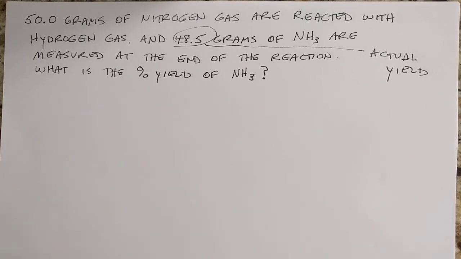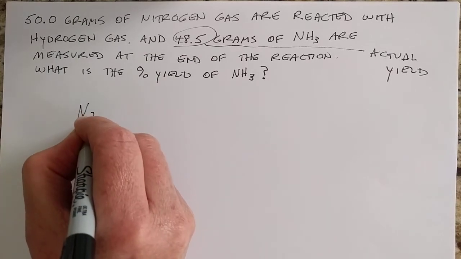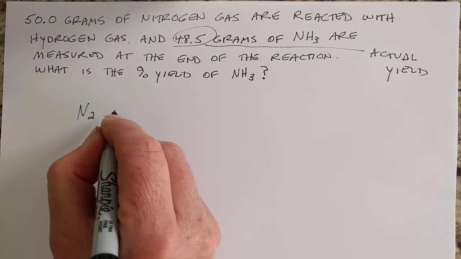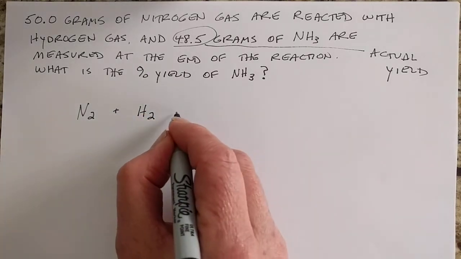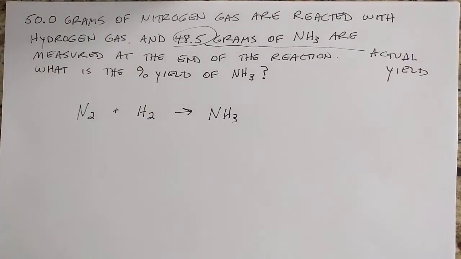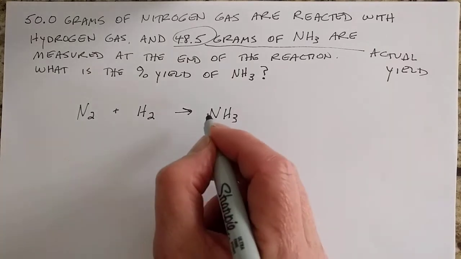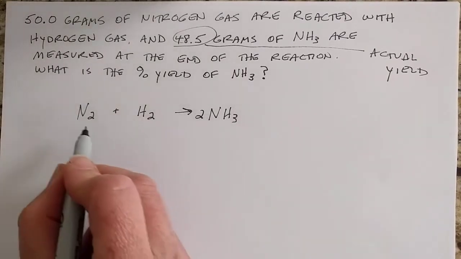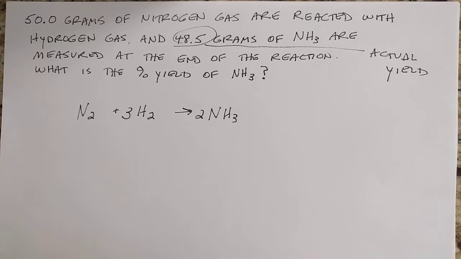So of course, we need a balanced chemical equation that describes the reaction. So our reactants are nitrogen gas, nitrogen is a Hofbrinkel, so of course we have to write that as N2. Reacted with hydrogen gas, hydrogen also a Hofbrinkel, so we have to write that as H2. And our product is ammonia, which is NH3. So this is a synthesis reaction for ammonia. And then we have to balance. So we're going to need 2 of these, and then we'll need 3 of these. So there's our balanced chemical equation.